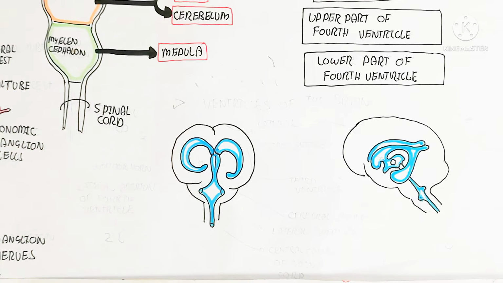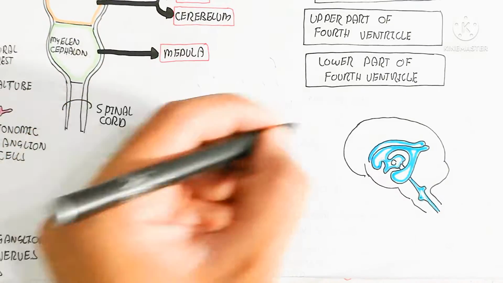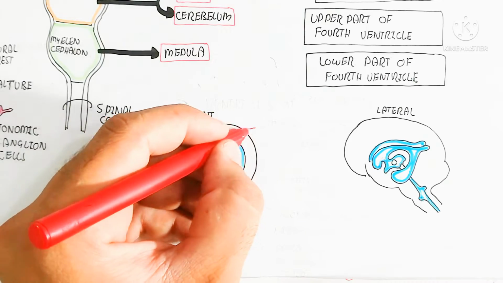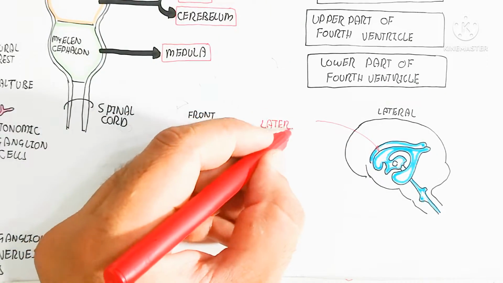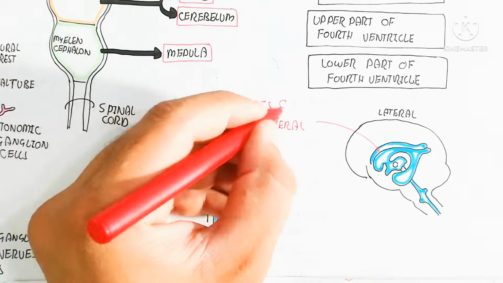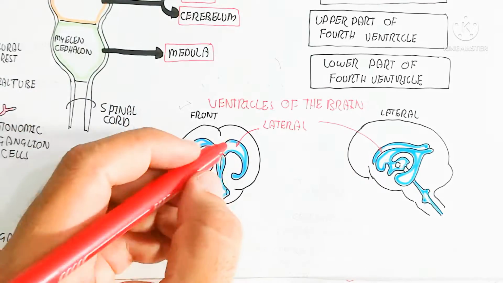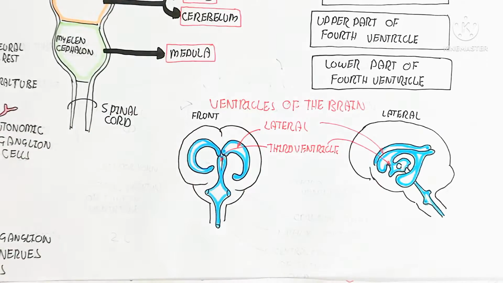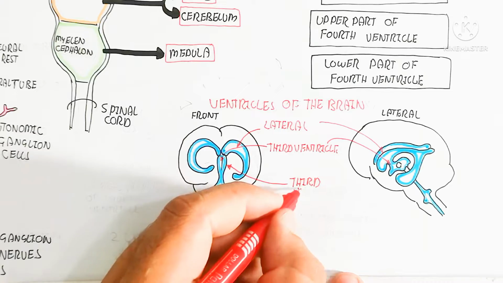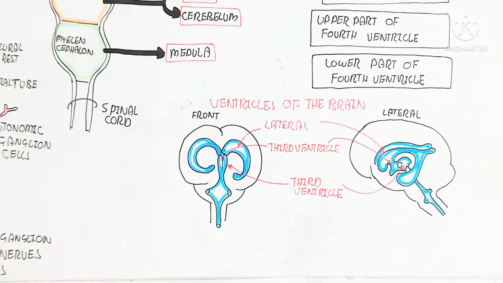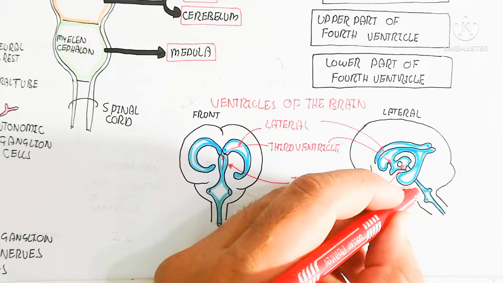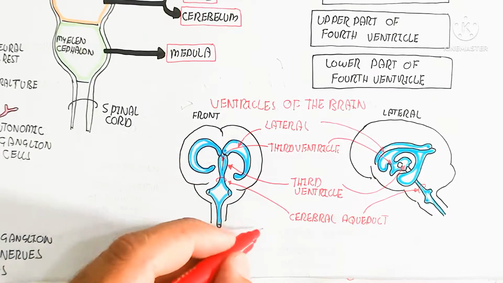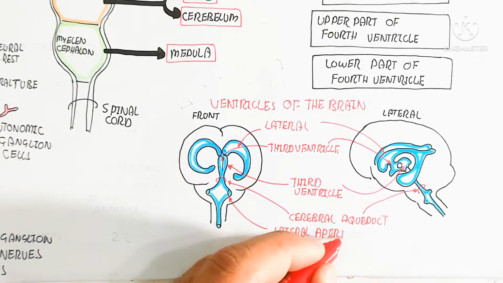So this is the adult brain. After this complete development, the embryo will convert into the fetus. This is basically the ventricles of the brain, the front and lateral view. Here you can see the lateral ventricle, and this is the third ventricle. Third ventricle is here. This is the anterior horn. This is the cerebral aqueduct and lateral aperture.